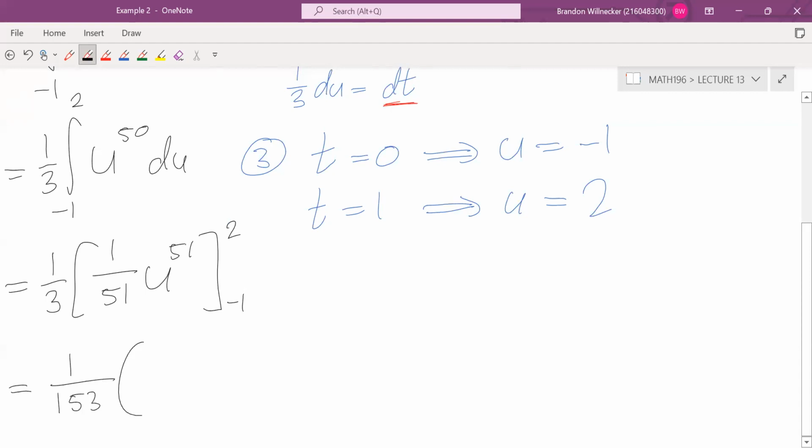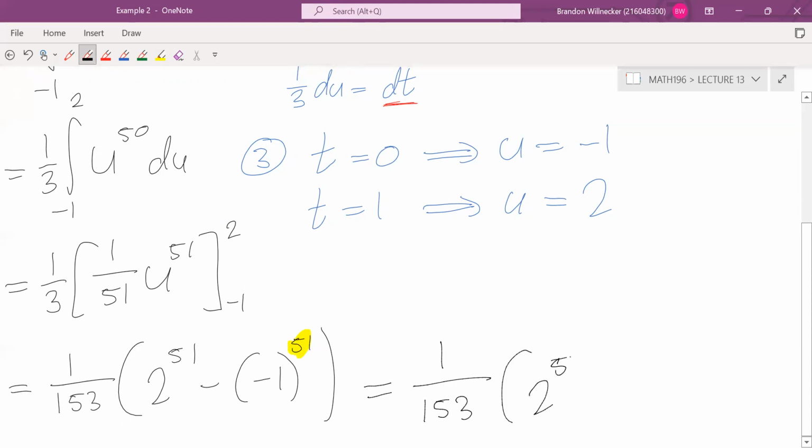2 to the 51. If we evaluate that, you don't need to simplify that. Please just leave it as like 2 to the 51. But then we're going to have minus 1 to the 51. But -1 to an odd number is going to be -1. So it's going to be minus 1. So we're going to end up with +1. So it will be 1 over 153, 2 to the 51, +1. And then you can leave it like that. Don't worry about simplifying.